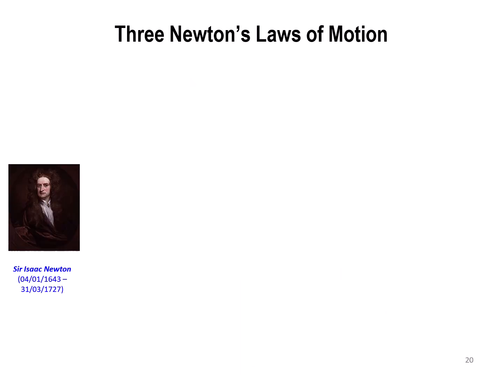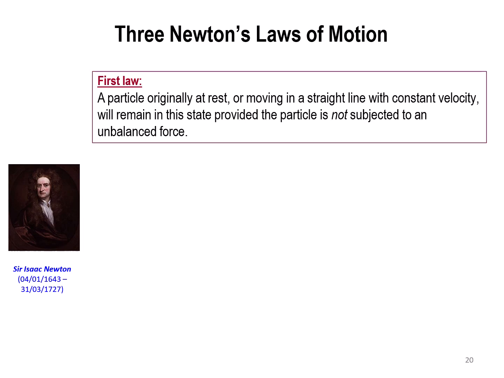Now we have a reminder about Newton's three laws of motion. We start with the first law, saying that a particle originally at rest, or moving in a straight line with constant velocity, will remain in this state provided that the particle is not subject to an unbalanced force. If you put something on the table, it is not going to move unless we add a force to push it. If I throw something in the air, it will come down because another force overcomes the force I added, which is the gravity force, the weight.